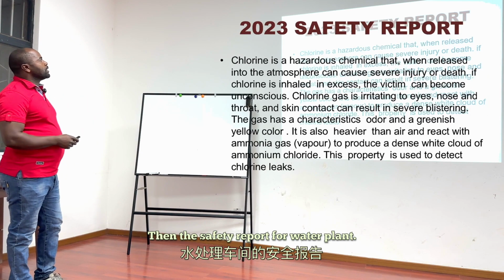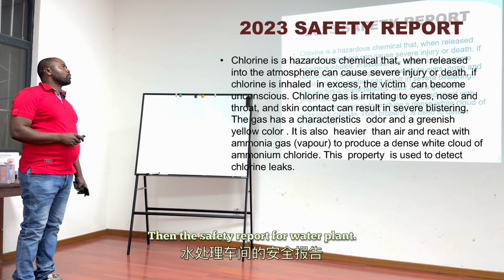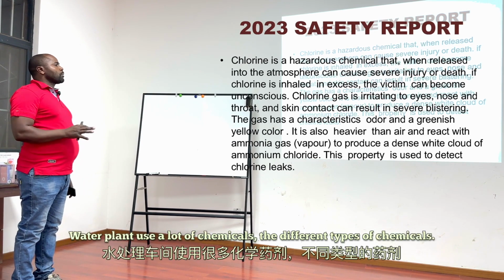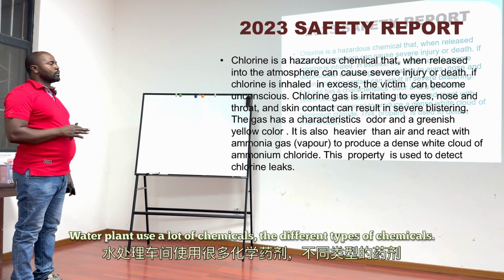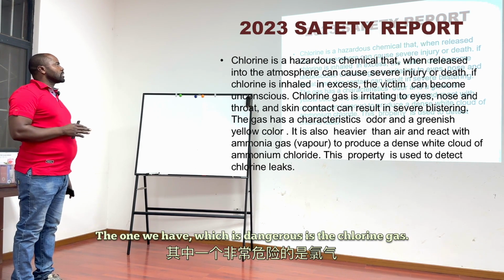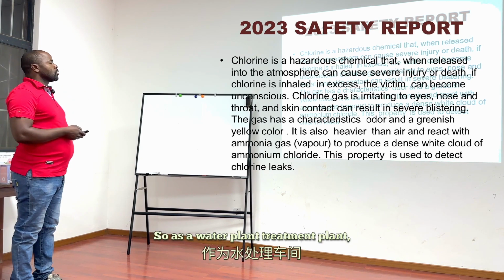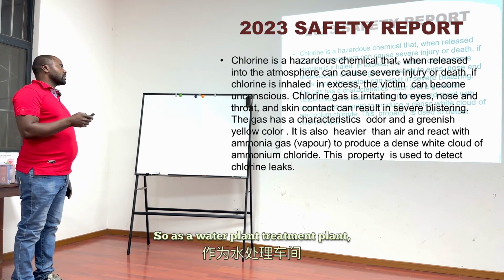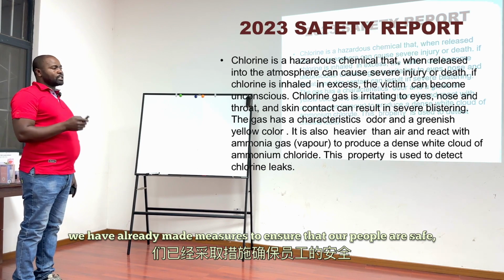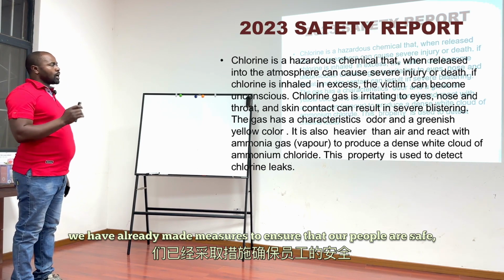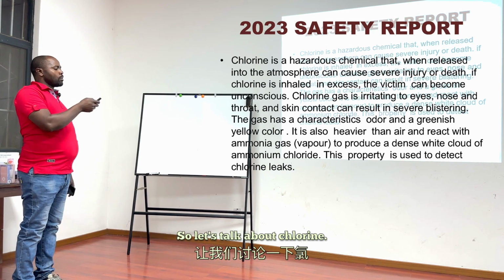Then the safety report for the water plant. The water plant uses a lot of chemicals, of different types. The one we have which is dangerous is chlorine gas. As a water treatment plant, we have already made measures to ensure that our people are safe. So let's talk about chlorine.